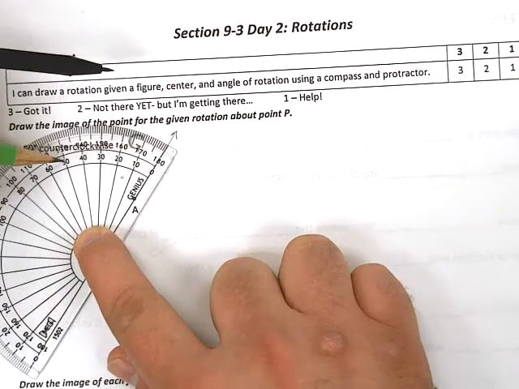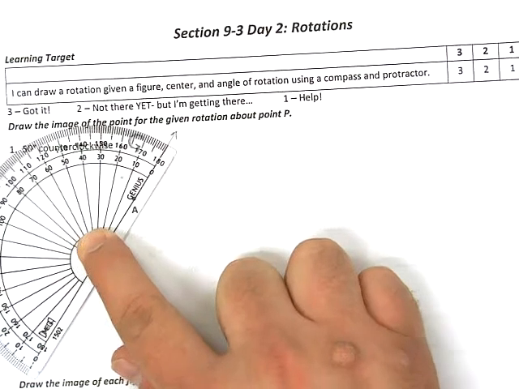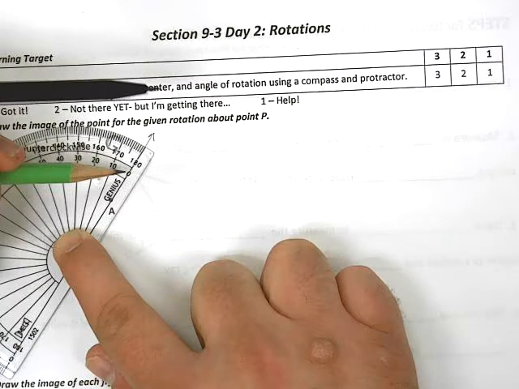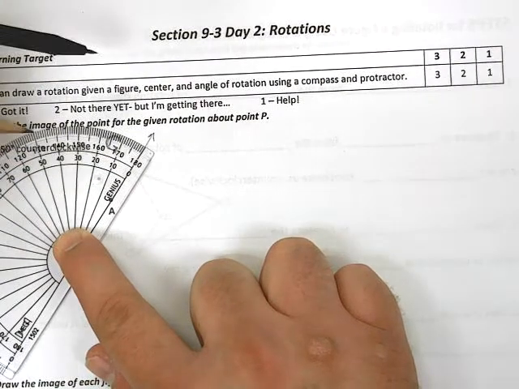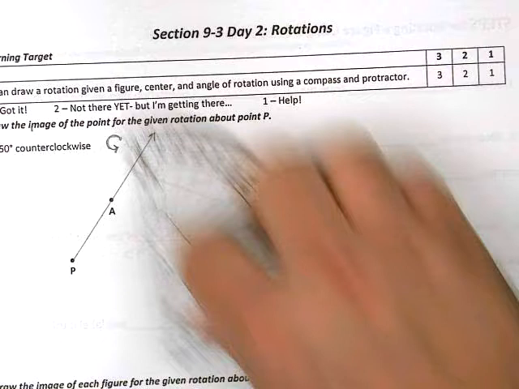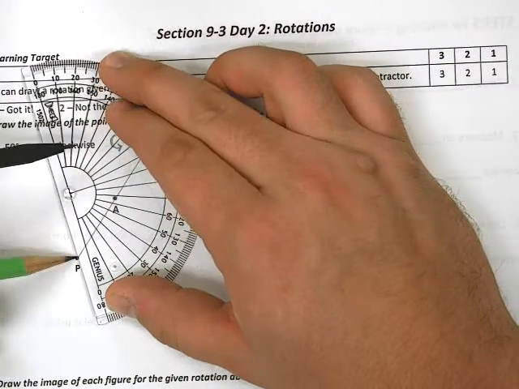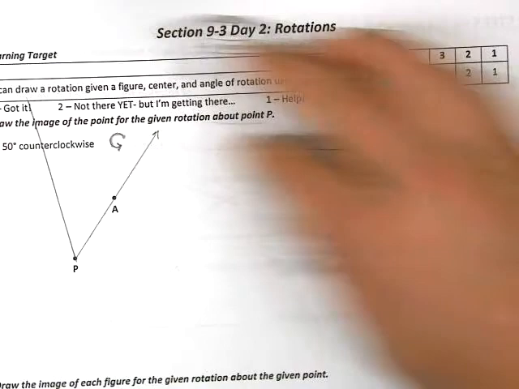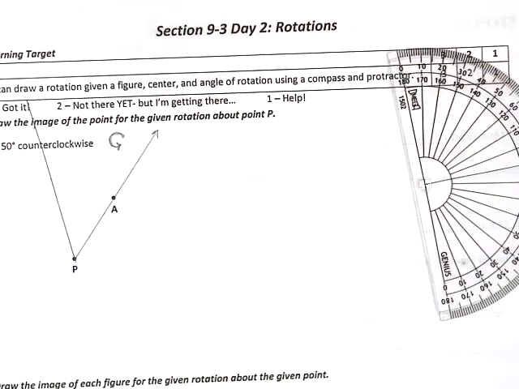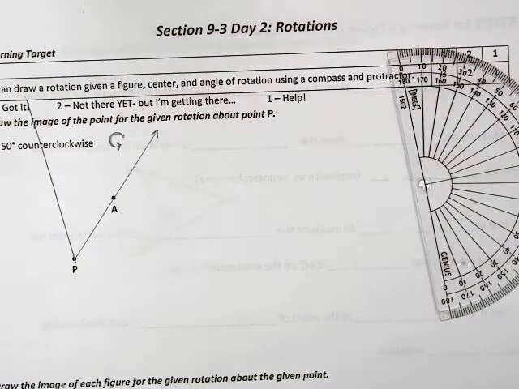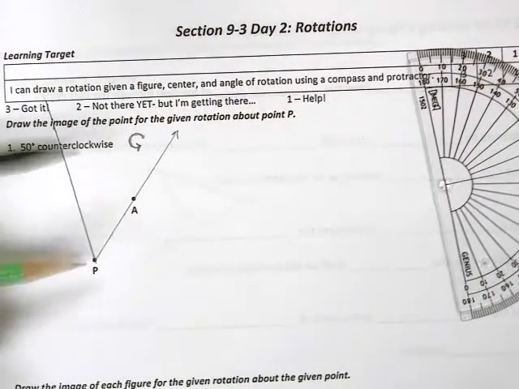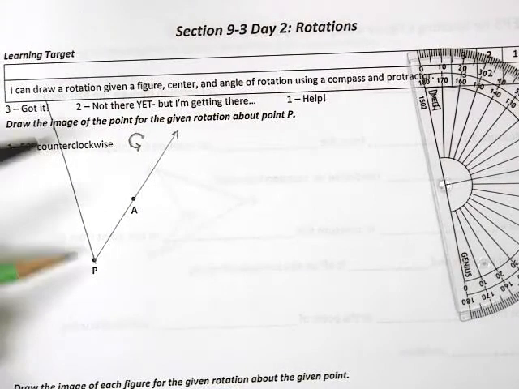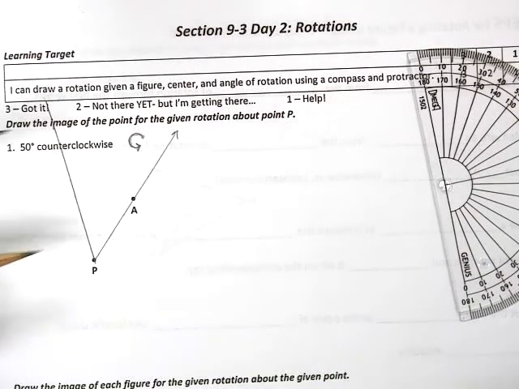How did I know to use this 50 and not the 50 off the page right now? Because I have to always start at 0. So my 0 is the inside track. So here's where 50 is. I want to extend a ray through that point. So this is looking good. What's great is, guys, I now know that somewhere along this ray will be the image of point A.